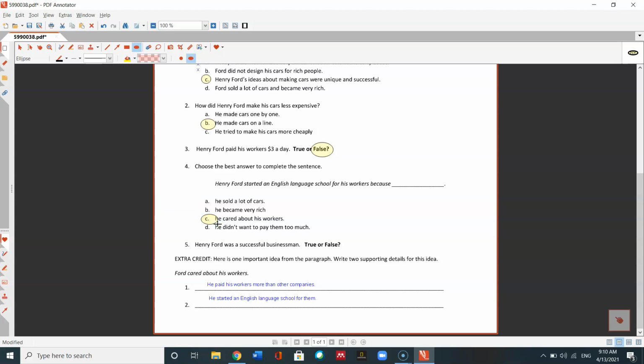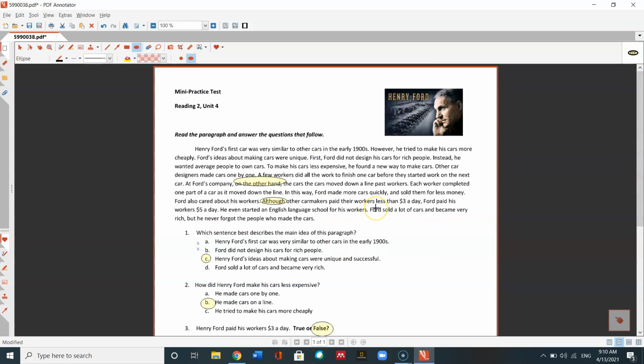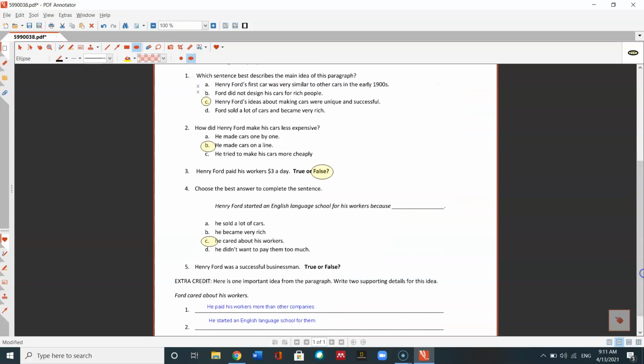Okay. Number 5, Henry Ford was a successful businessman. True or false? Let's look back in the paragraph to find the answer for this one. It says, Ford sold a lot of cars and became very rich. I think that's true. Selling a lot of cars and becoming rich makes him a successful businessman. So that is true. So remember, when we find supporting ideas, we want to put specific details that show that he cared about his workers.